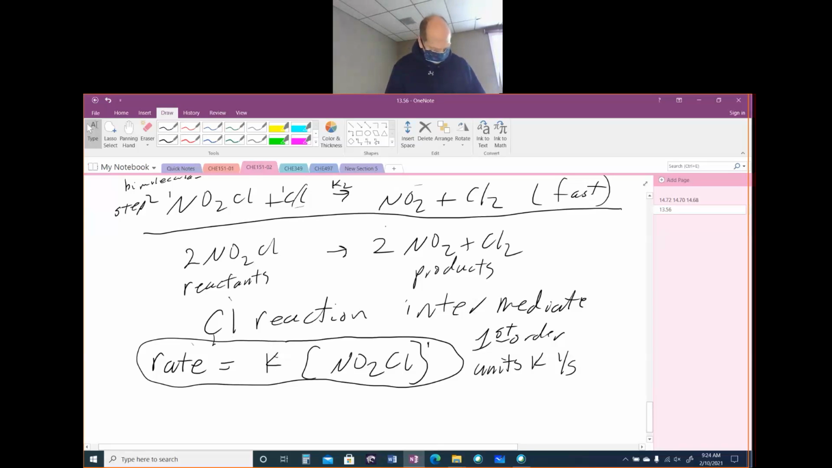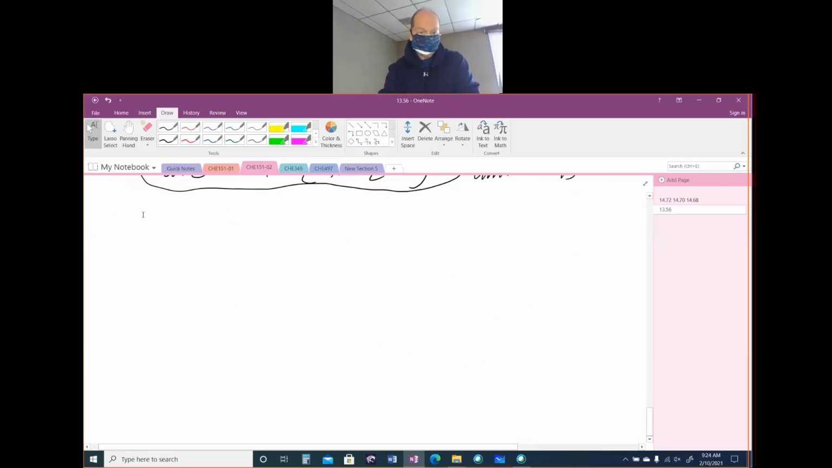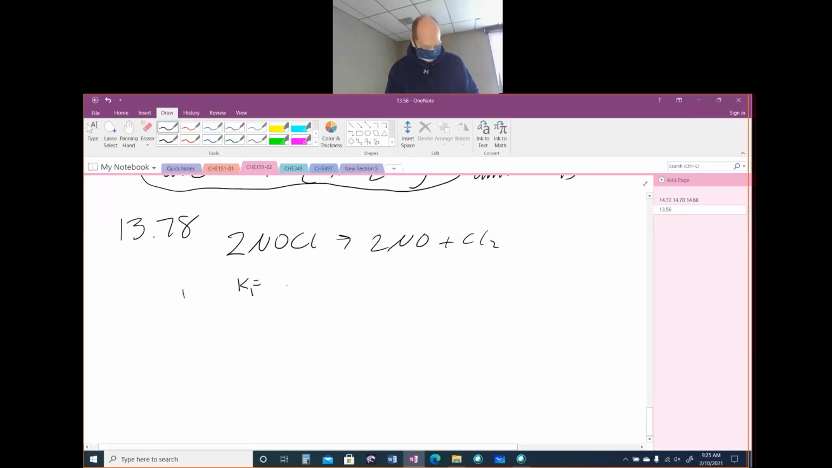Oh yeah, let's do this one, 1378. You're given the reaction 2NOCl goes to 2NO and Cl2. All these are gases, and it has rate constant values for the reaction. So here we are doing like we did in lab. They've calculated the rate at a given temperature, so they're calculating the rate constant. K1 is equal to 9.3 times 10 to the minus 6 at T1, and the units are 1 over seconds.